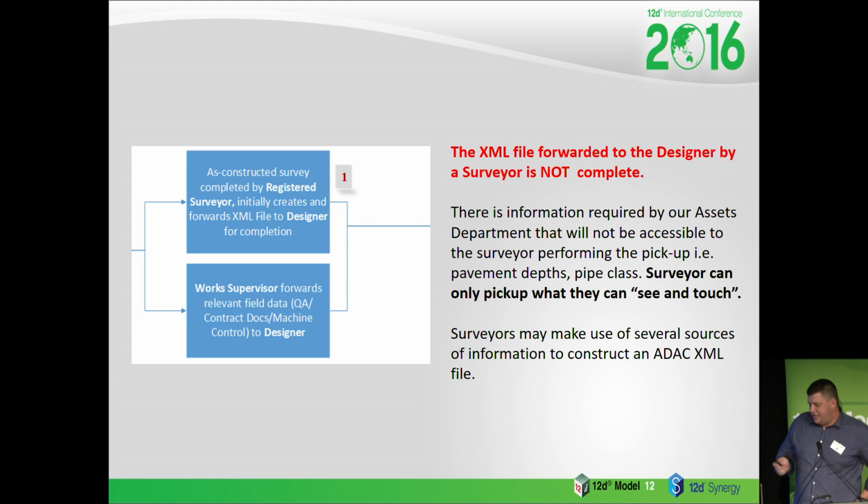The first step here is the correlation of the data. The XML file forwarded to the designer by the surveyor is not complete. The surveyor can only capture information that's readily available to them, so they can't capture things like pavement depths, concrete depths, pavement types, subgrade types. The surveyors can only pick up what they can see and touch.